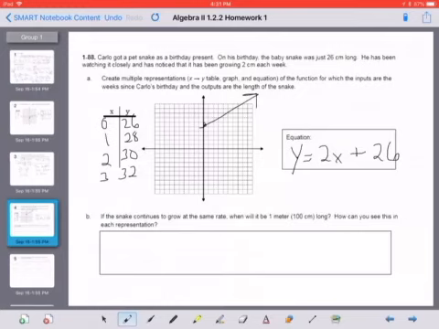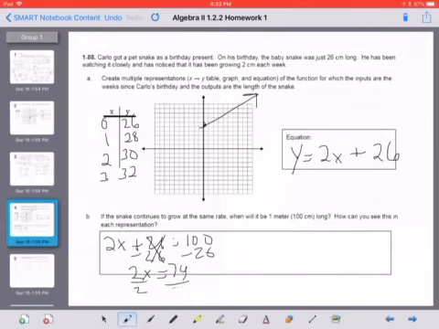Then it says if the snake continues to grow at the same rate, when will it be 1 meter or 100 centimeters long? So to do this, I just took my equation and did 2x plus 26 equals 100. And then I solved. Minus 26. So 2x equals 74. Divided by 2, and I got x equals 37. So it would be at 37 weeks.